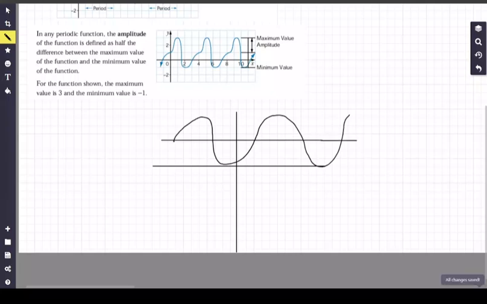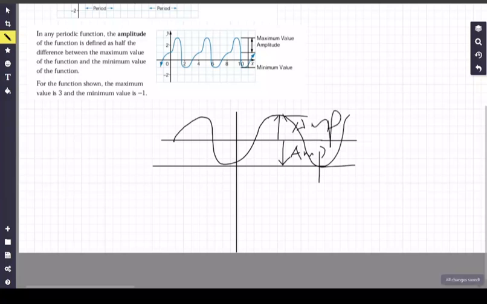So this is the maximum value, this is the minimum value, and between these we have this axis, which is in the perfect middle of them. So this part is the amplitude, from the axis to the highest part, or from the lowest part to the axis. This is the amplitude. Okay?